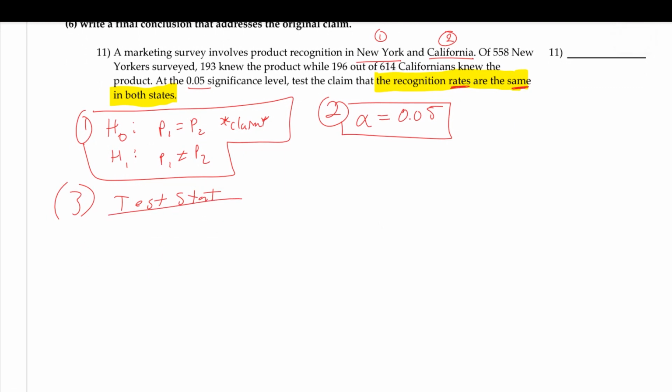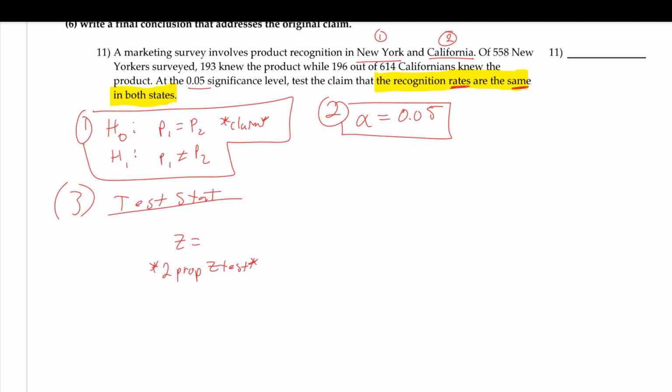Our test stat for a 2-prop z-test is a pretty long formula. You can look it up in the notes, but it is a z-score, so I'm just going to write z equals. The function in our calculator that we're going to use, since we're dealing with two populations, is 2 proportion, the 2-prop z-test. This is going to give us a test stat or z-score and also the p-value.